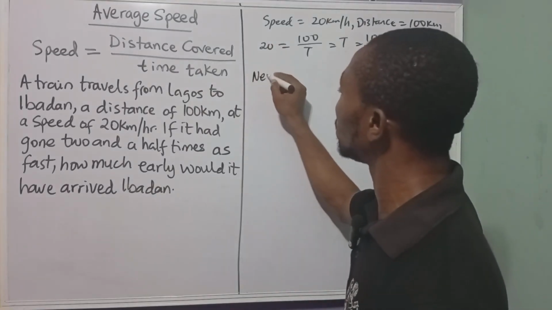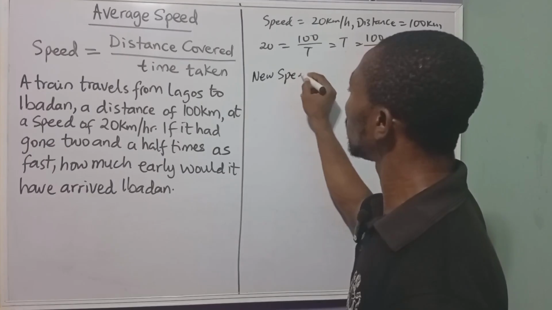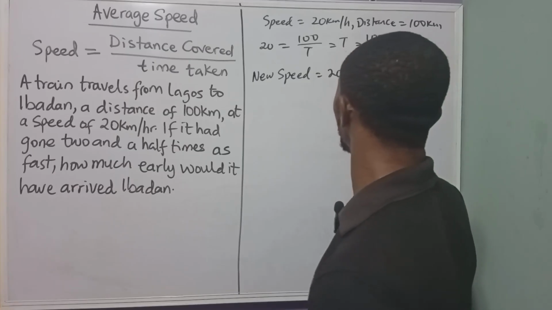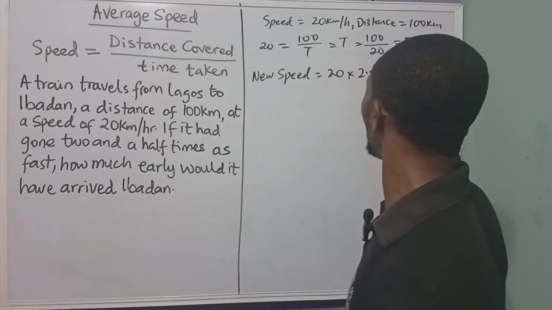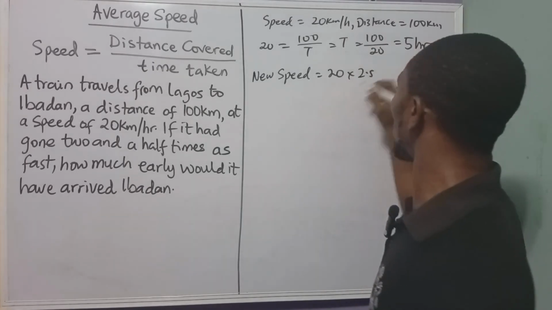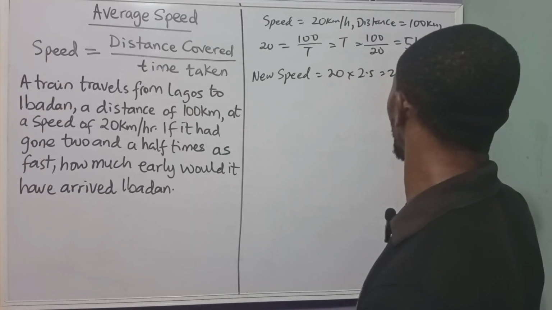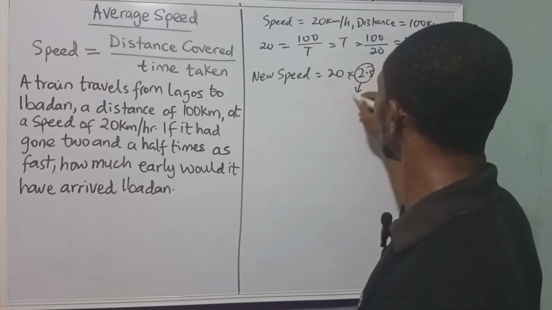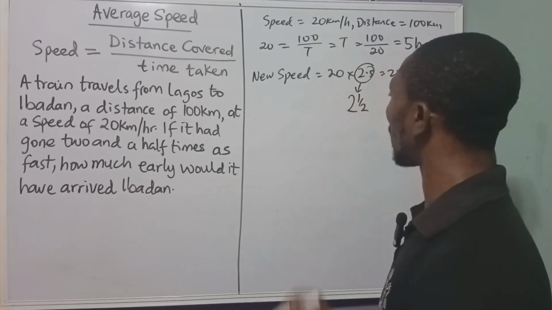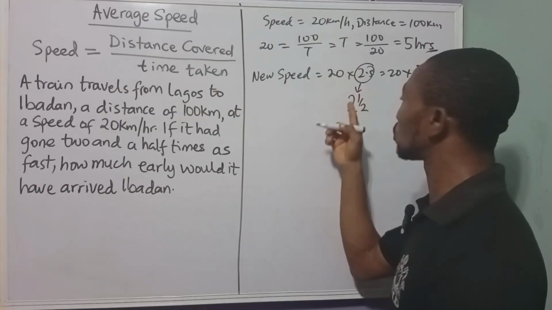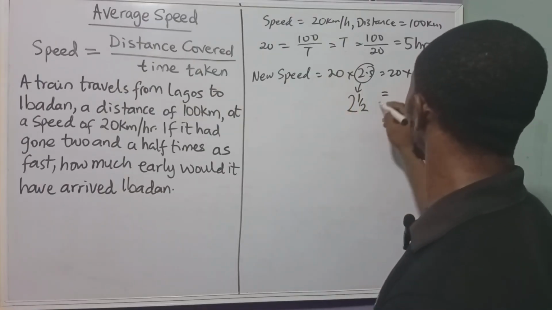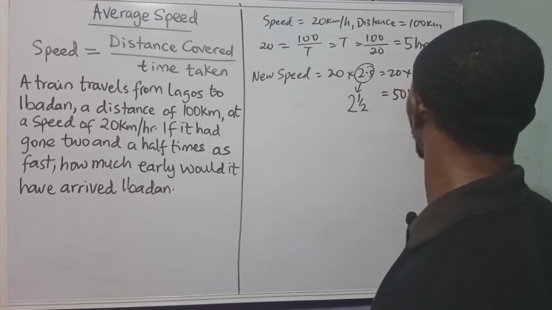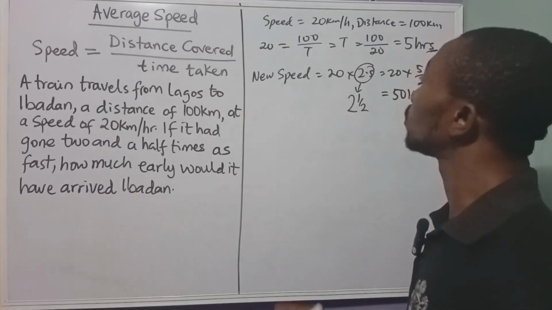So our new speed would be 20 times 2.5. Rewriting this into a fraction will give us 20 times 5 over 2, where 2.5 is 5 over 2, right? So 2 times 2 is 4, plus this one, 5. So this gives us 50 kilometers per hour as the new speed.